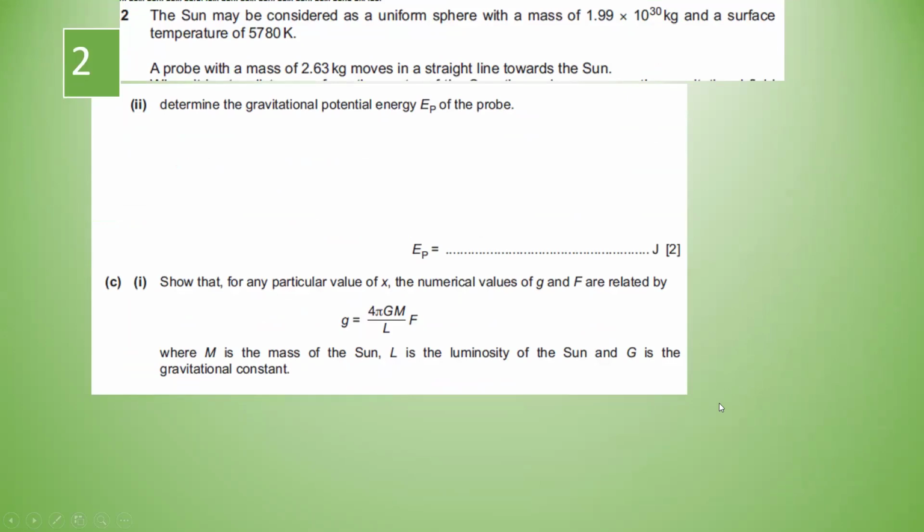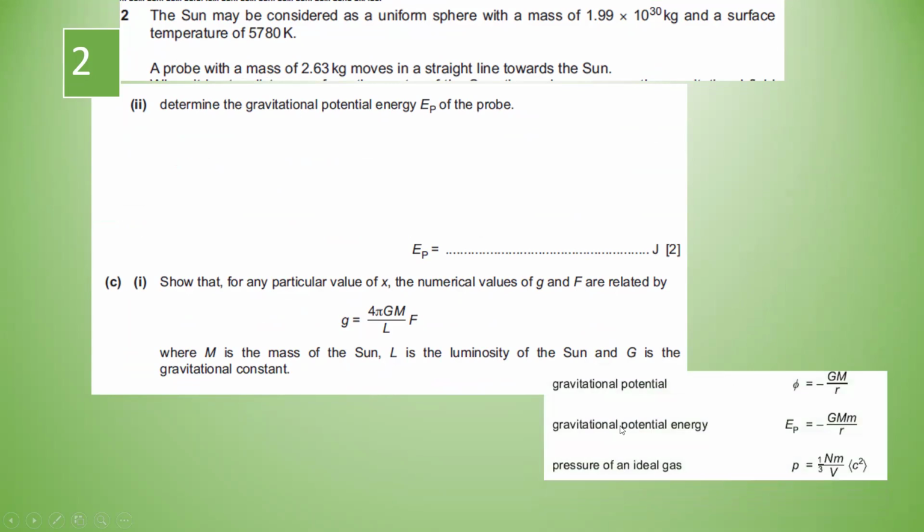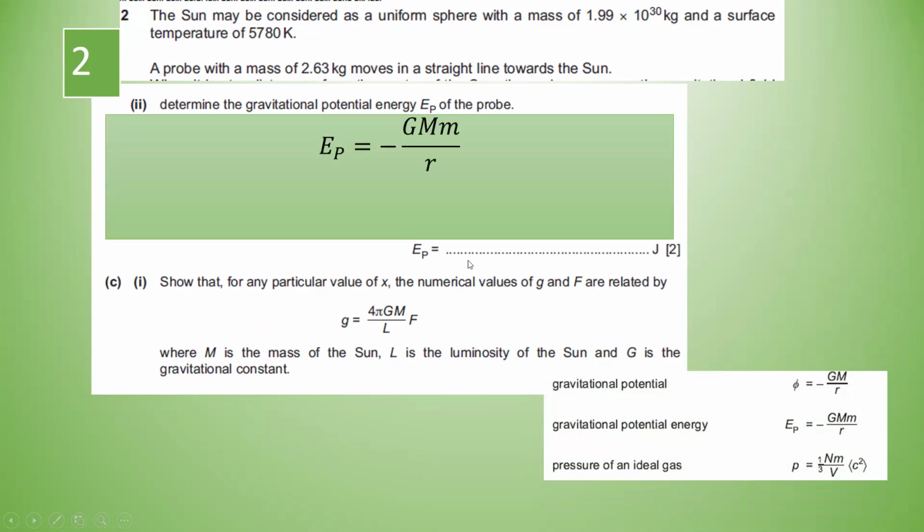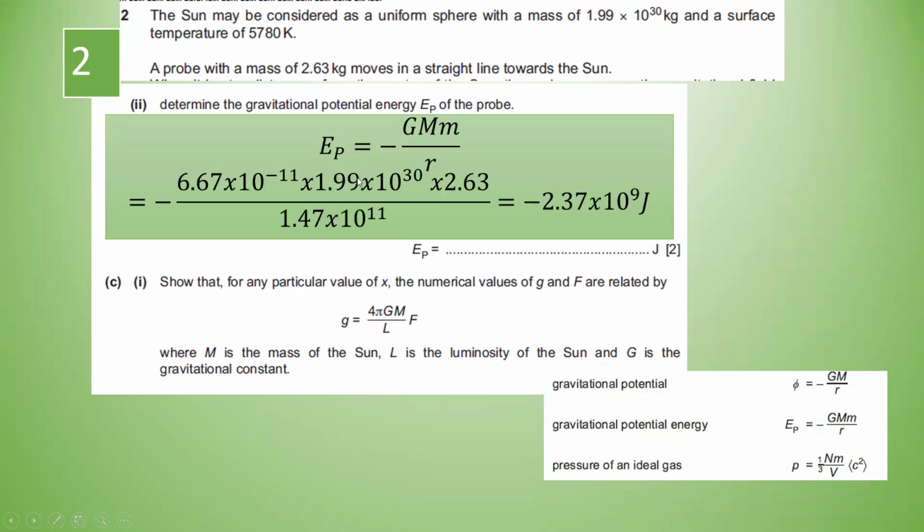Determine the gravitational potential. What formula to use? So you must put a minus GMm over x, or go to the formula sheet, minus GMm over r. Put in your G, 6, the mass of the sun, the mass of the probe, the distance, then you get minus 2.37 times 10 to the power 9 joule.